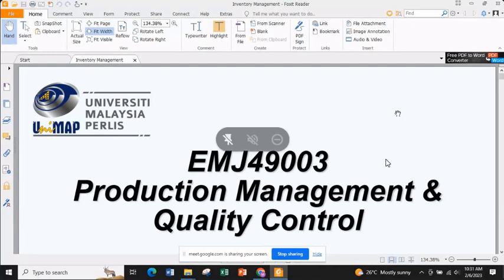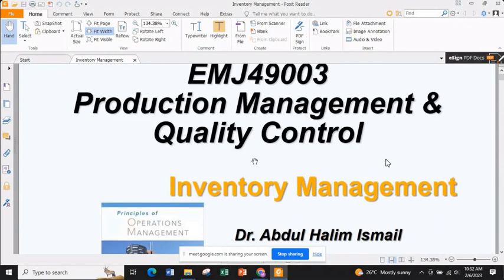So I skip the topic on project management, and we continue with inventory management. Okay, so previously we already discussed linear programming, with one quiz. And today the topic is inventory management.